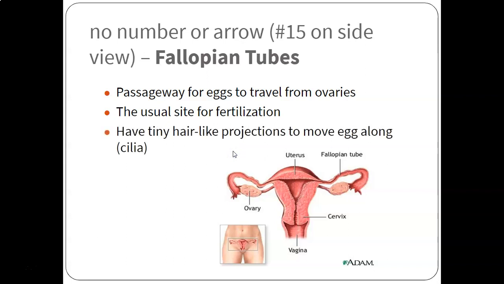The fallopian tubes have these tiny hair-like projections called cilia that move the egg along. When we talked about sperm, we said that sperm swim, and they do. They swim in the semen, they have little tails, and they move and propel themselves. Eggs do not. Eggs have no way to propel themselves, so these tiny little hair-like projections push them along the fallopian tube to get to the uterus. And the fallopian tubes are about 4 inches long.